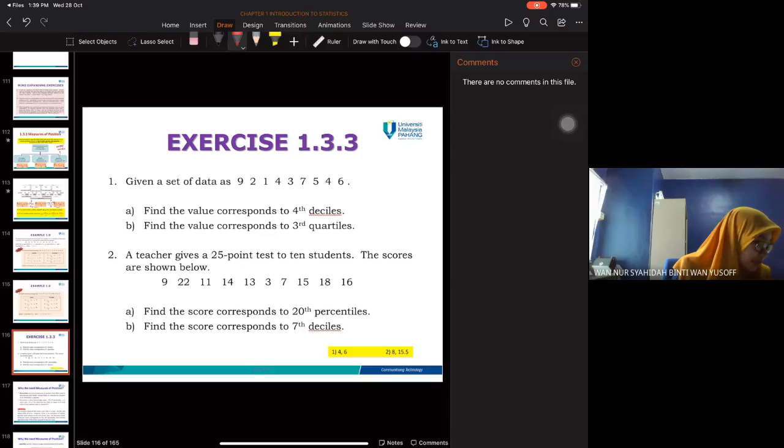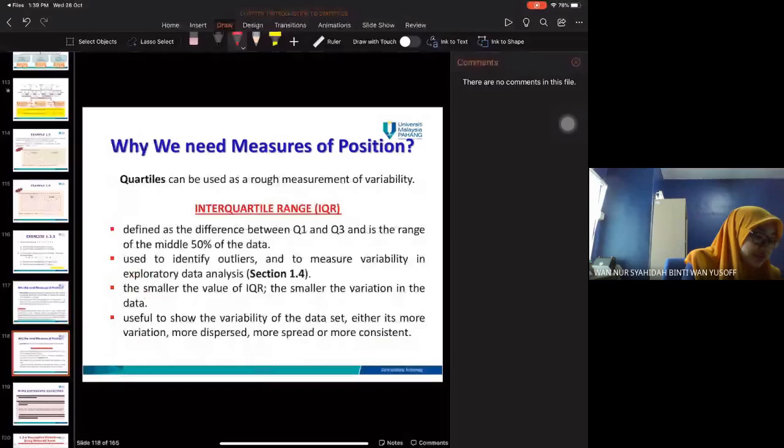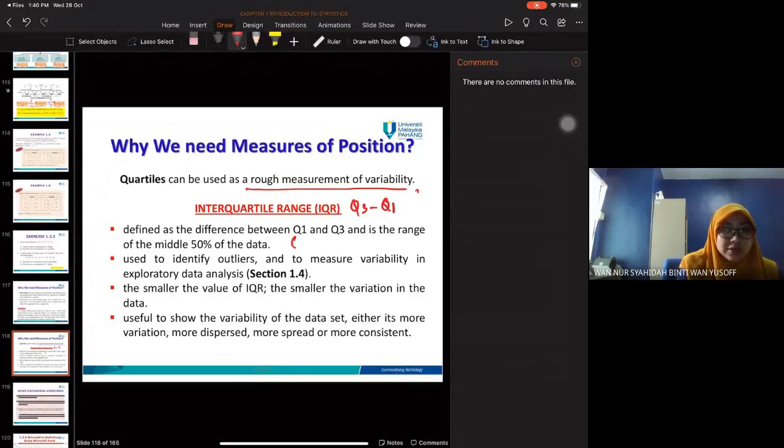This is the exercise. Before that, you can read here why we need measures of position. The quartile, as I said, is a rough measure of dispersion. The interquartile range is Q3 minus Q1, so you will get the IQR. We can use that to measure the variability in a data set, and we discuss and interpret it similar to range, variance, and standard deviation.